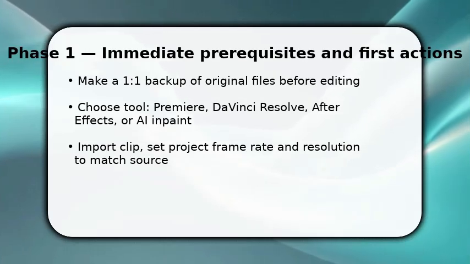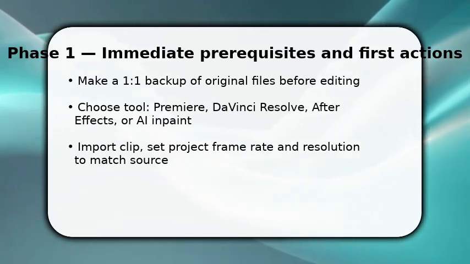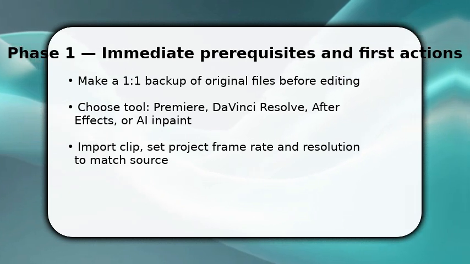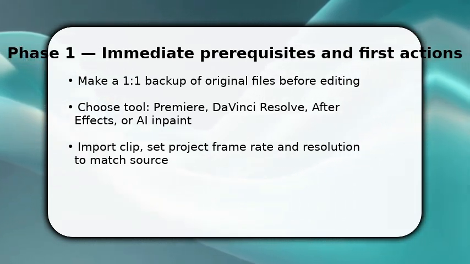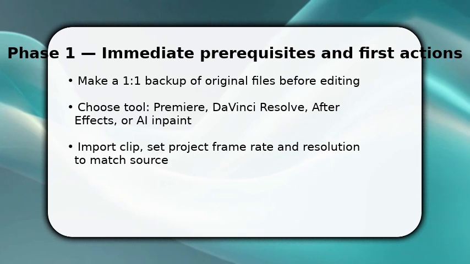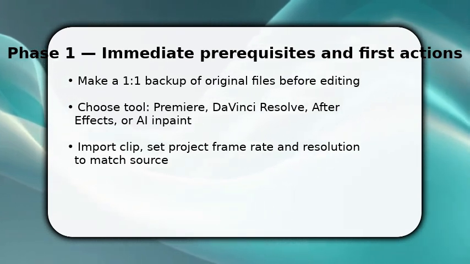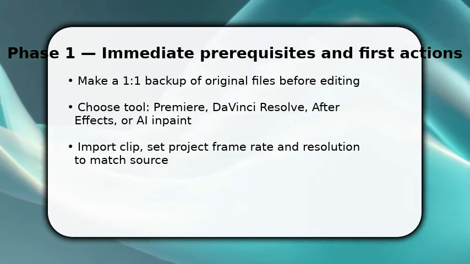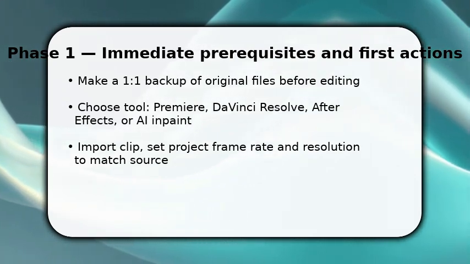You start by preparing the clip and environment, make a full backup, and open your editor now. Once imported, set the project to the clip's frame rate and resolution so edits align precisely. Next, scrub to the first frame where the words appear and mark in/out points. This confines your work to only affected sections.